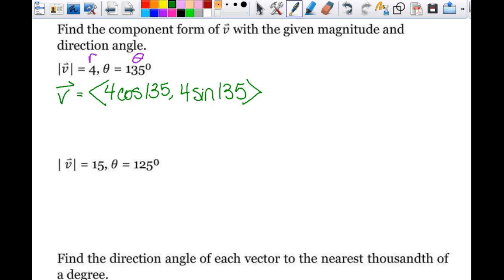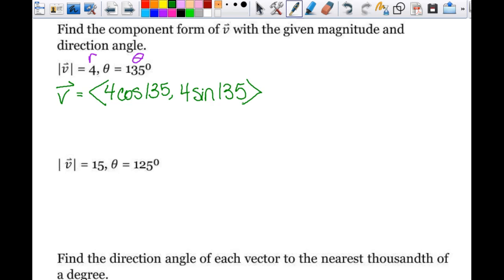Everybody good with that? If it is a special angle, it needs to be an exact form. Is this a special angle? What's your reference angle for 135? How do you find the reference angle? Subtract it. Yeah. So what quadrant is 135 in? 2, which means to find the reference angle, I take 180 and subtract 135. What's 180 minus 135? 45. Is that a special angle? Yes. So using my little hand trick, what's the cosine of 45? Square root of 2 over 2. What's the sine? Square root of 2 over 2, right?